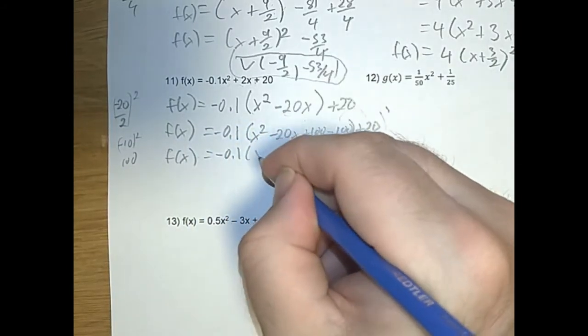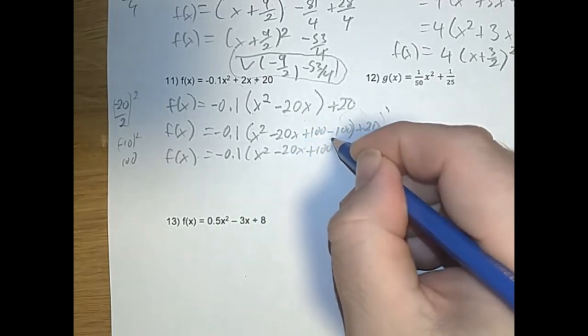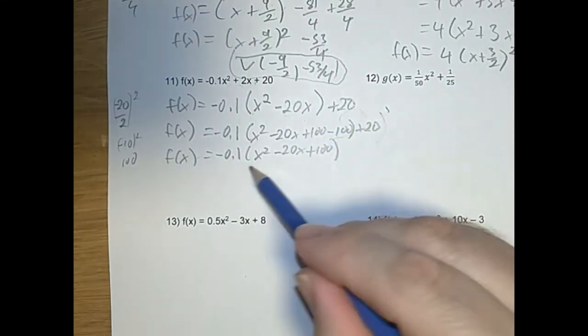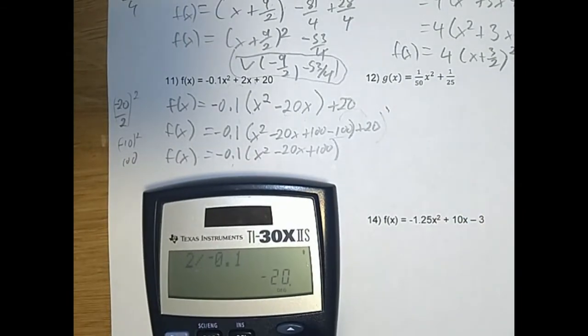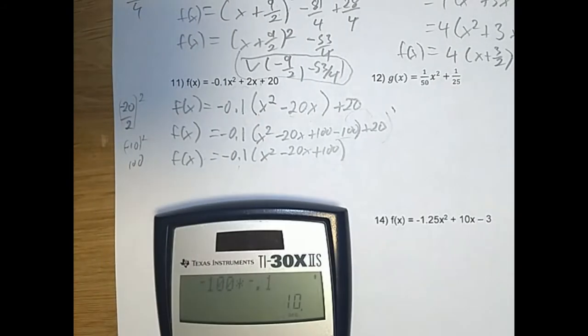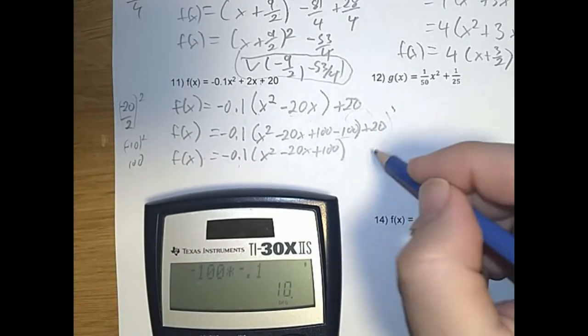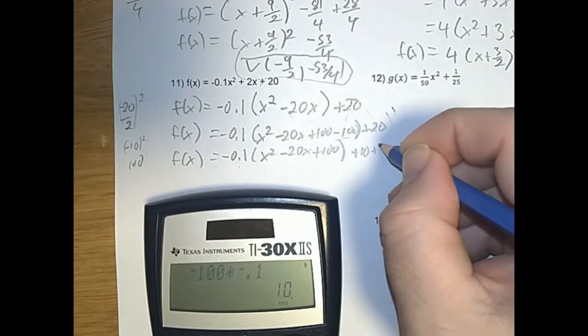So you get x squared minus 20x plus 100. Now, when this minus 100 comes out, it has to get multiplied by negative 0.1. So let's just do it on the calculator. When the negative 100 comes out, it has to get multiplied by negative 0.1. And you get 10. See? That works and you get 10. So you add 10. It's right here. You add 10, and then you still got the 20 there.